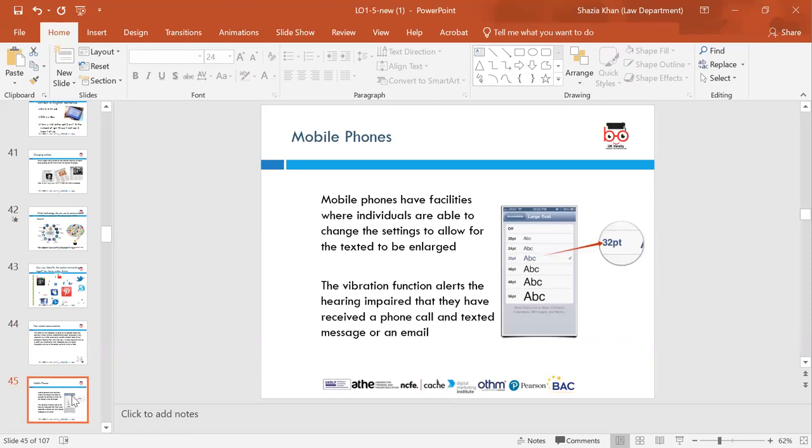Mobile phones. Mobile phones have facilities where individuals are able to change the settings to allow the text to be enlarged. The vibration function alerts the hearing impaired that they received a phone call, text message or an email.